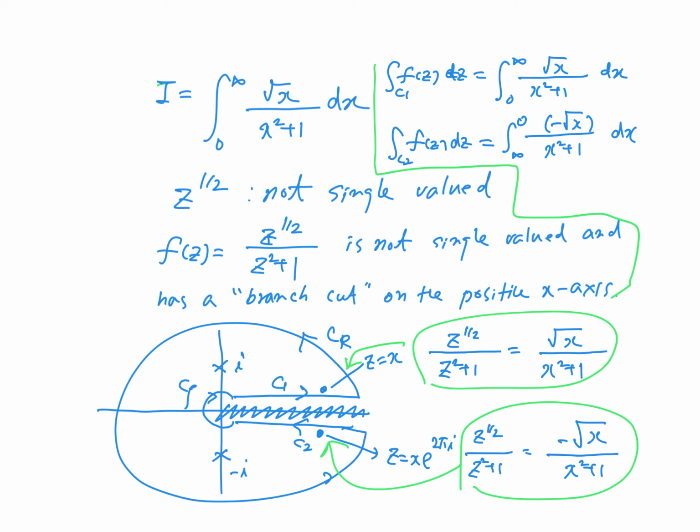This integral is coming from infinity to 0, but on this C2, because of the extra factor of exponential 2 pi i, when you take 1/2 of this, you get an extra minus sign. But this minus sign is actually very nice, because it makes the upper bound and lower bound interchange, making it 0 to infinity of root x over x squared plus 1 dx, right?